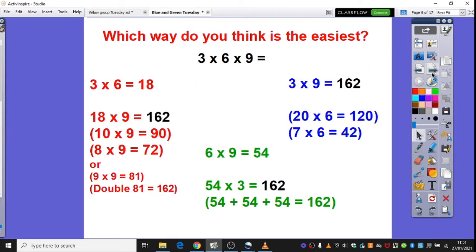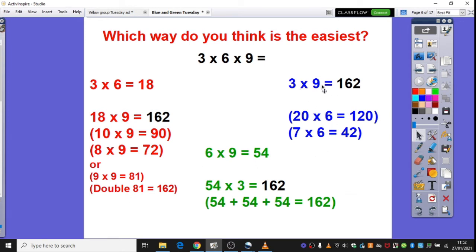Now I'd like to look at a third one here, which is 3 multiplied by 6 multiplied by 9. We're going to explore 3 different ways we could have done that. Over here we've got 3 times 6 is 18, and then 18 times 9 is 162. We could have done 10 times 9 is 90 for our 18 times 9, and then 8 times 9 is 72 and added those together. Or if you know that 9 times 9 is 81, you could have doubled 81, as 18 is double 9. So you might see the link there.